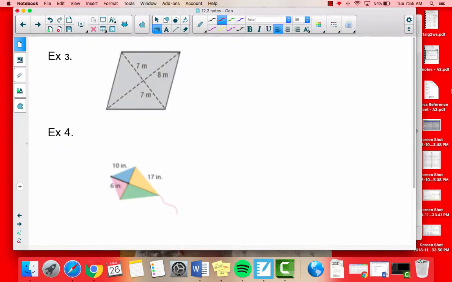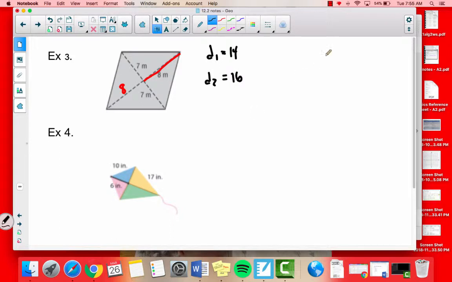The last two examples that we're going to see are with the rhombus and the kite. So notice in this example here, we've got a rhombus. All sides are congruent, diagonals are bisected. So because we know these are 7, we can tell here that this is 8, which means that this is also going to be 8. So our diagonal 1 would be the 7s together, so that'd be 14. And diagonal 2 would be 16. So if I plug into the formula, I got 1/2 14 times 16.